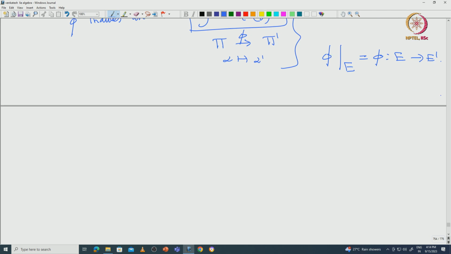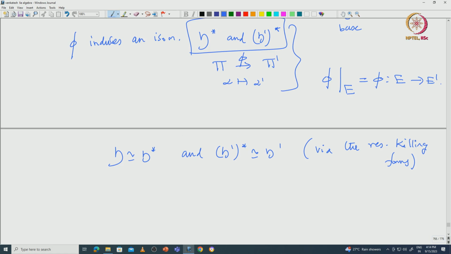So, we have this natural identification of H with H star and H dash star with H dash via the respective Killing forms. So, now you use this identification and then pull back your induced isomorphism from H star to H dash star to this pair H, H dash.